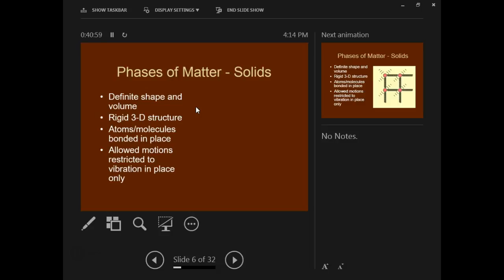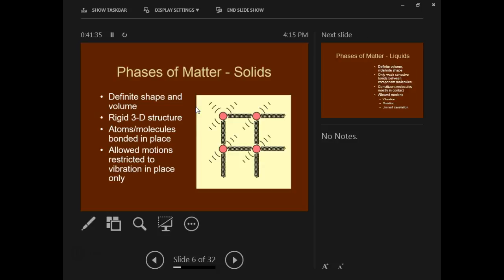They don't slide past each other. They're in that three-dimensional structure and do not move. The only allowed motions are restricted to vibrations, okay? And no matter what it is, it's always moving, okay? Even fixed within that shape, there's always movement, and that's the only movement they can have, vibrational movement, because nothing is ever really stationary down on the microscopic level, okay? Only motions allowed are vibration.